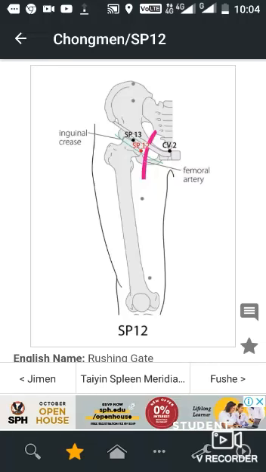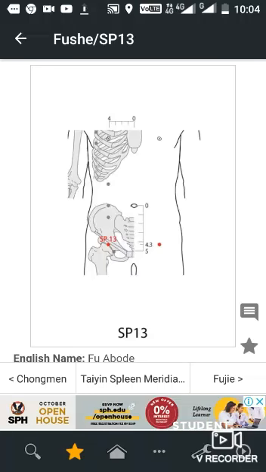Lateral to the groin, 3.5 cun lateral to the midpoint of the upper border of the symphysis pubis, on the lateral side of the pulsating external iliac artery. Next, spleen 13. 4 cun below Daheng, spleen 15, 0.7 cun superior to Chongmen, spleen 12, 4 cun lateral to the anterior median line.